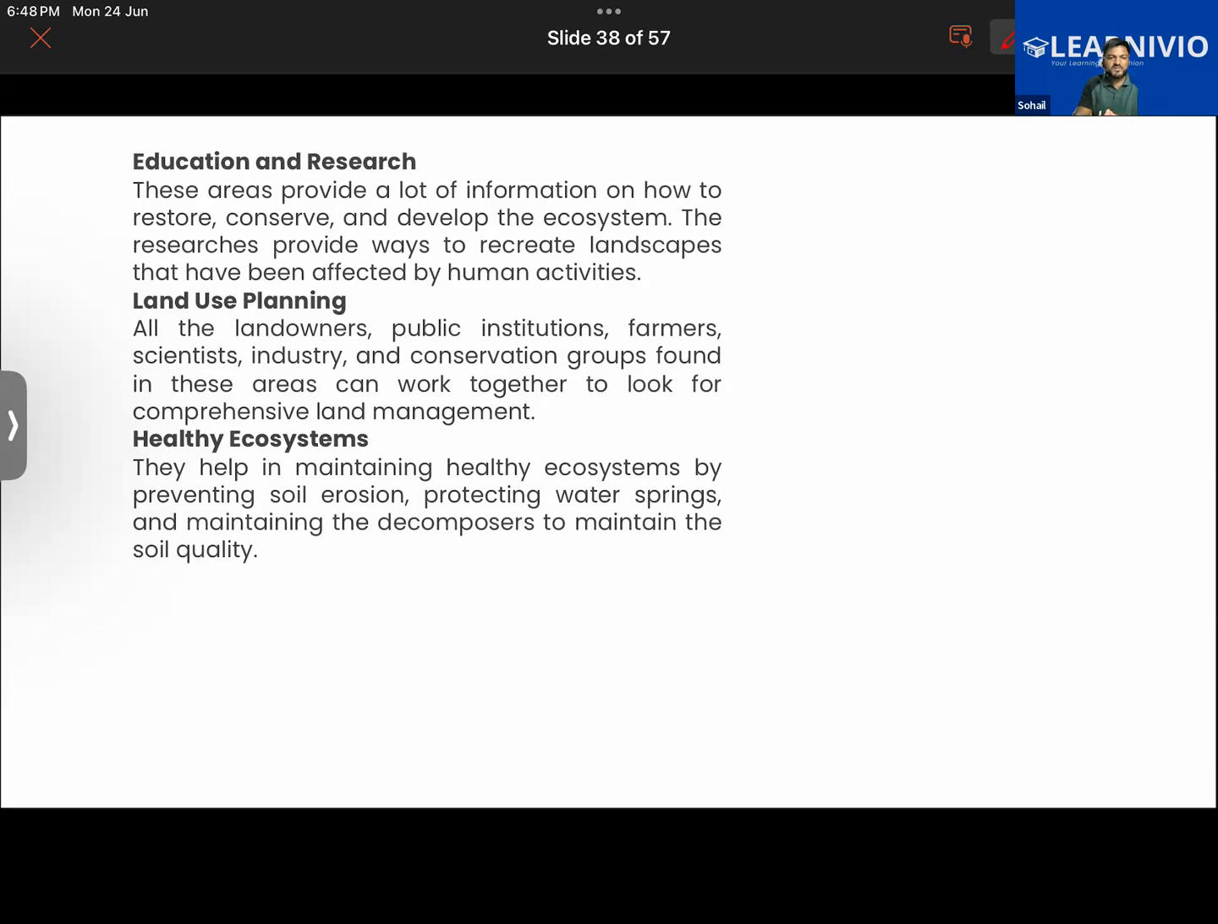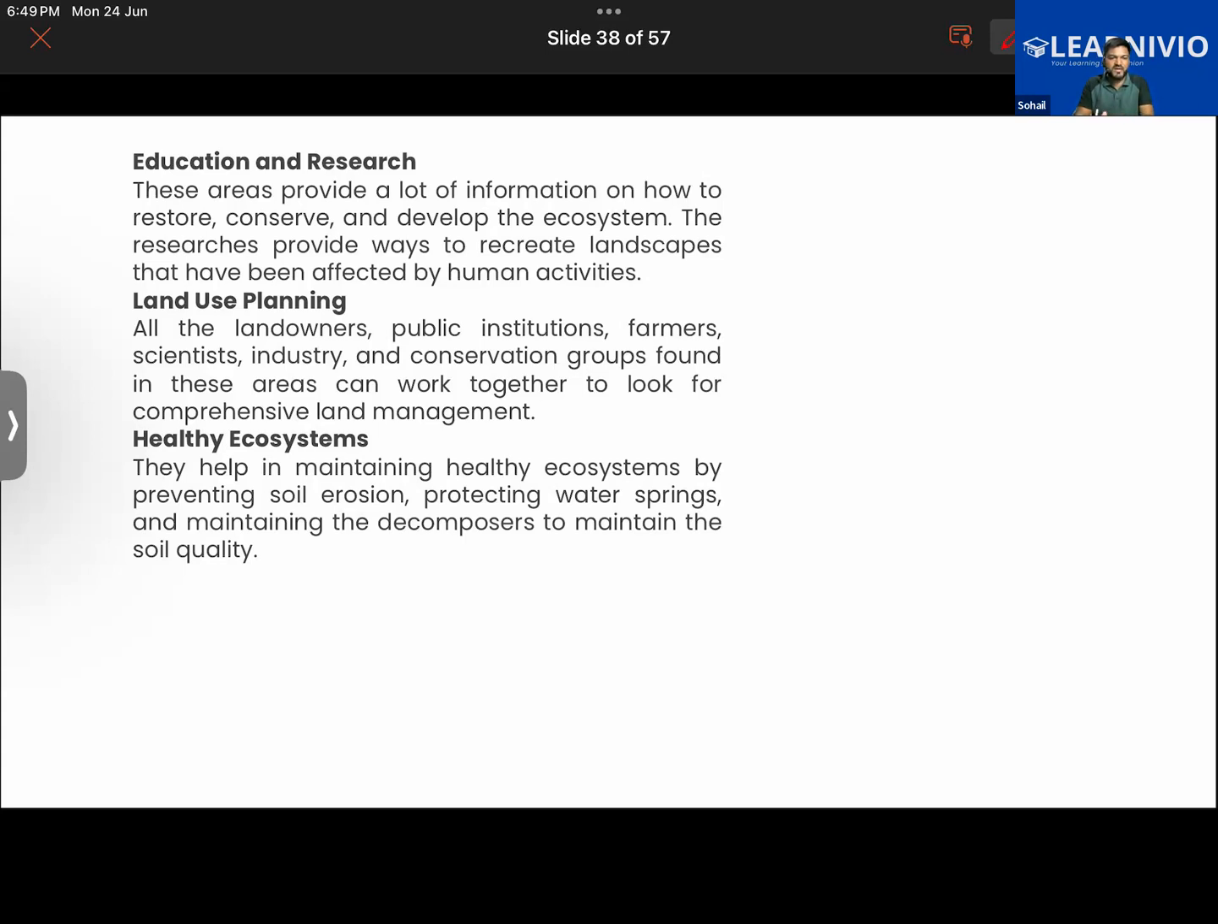So when they research in a biosphere reserve, it provides them with a blueprint of how they can recreate other landscapes also by taking proper steps. Getting it now?